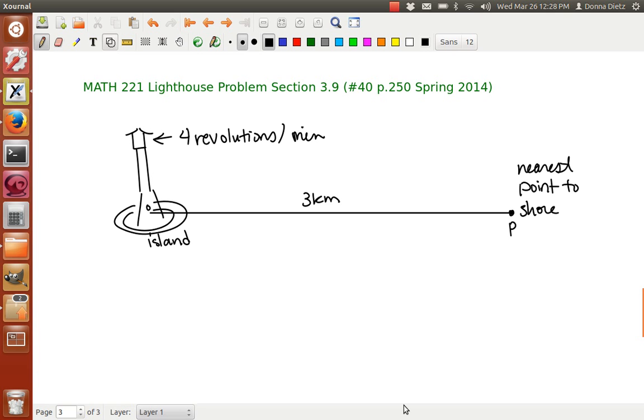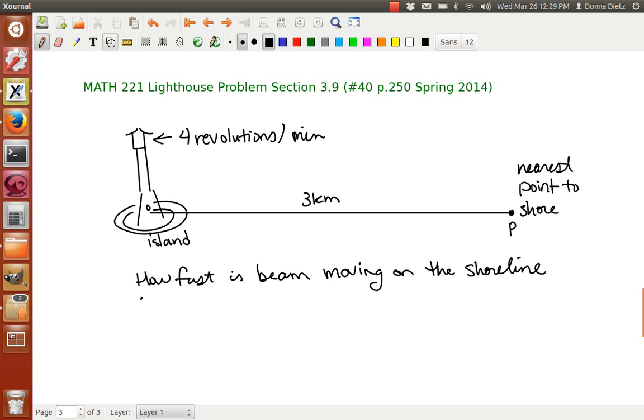And we have the question, if it's going 4 revolutions per minute, 3 kilometers away, the question is, how fast is the beam moving relative to what, right? On the shore, when it's 1 kilometer from P.